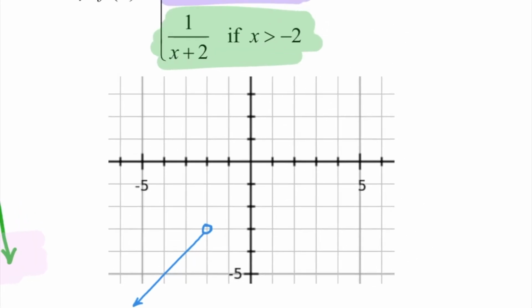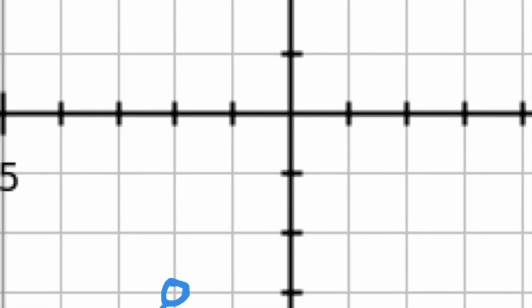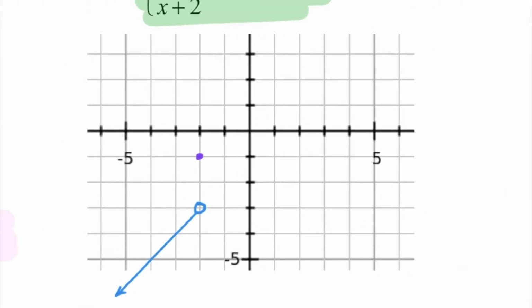Then that middle thing, the purple, is the point -2, -1. It's where x is -2, and that's the -1 is your y value. So x is -2, y is -1, and that's a finite point right there. And that should look a lot like a closed circle.